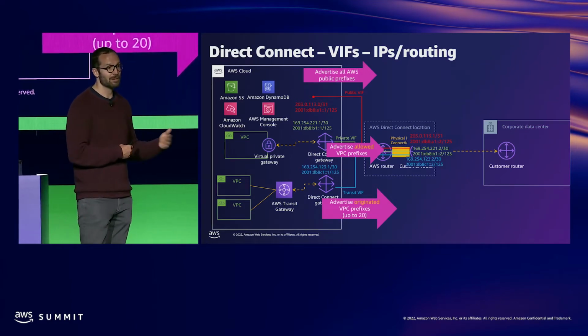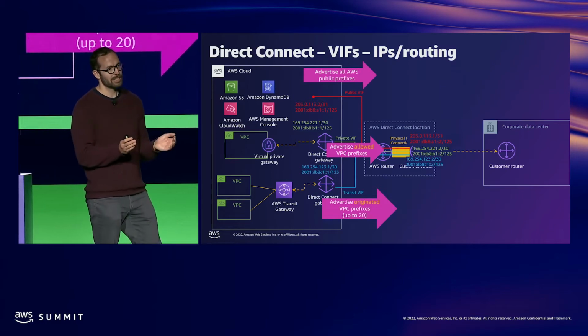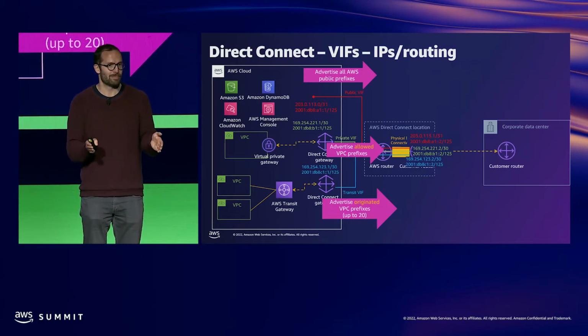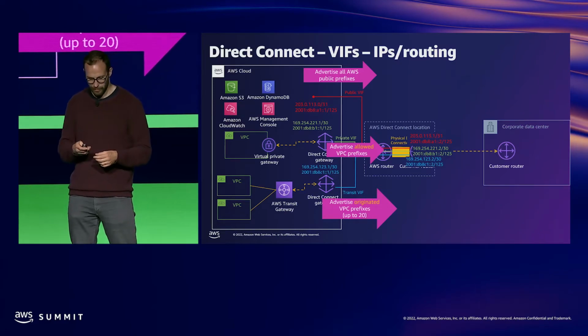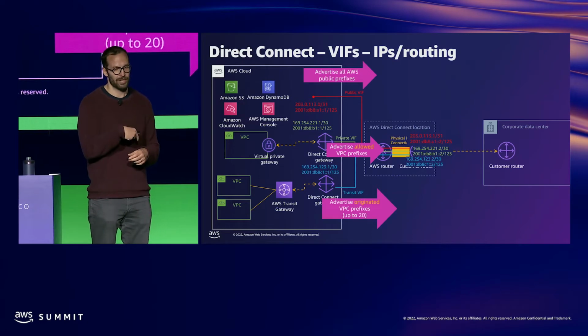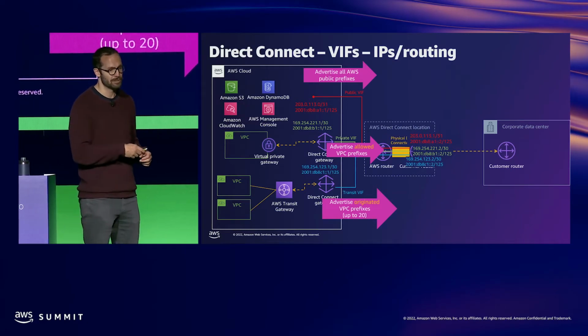So even if you have 1,000 VPCs, you have to be able to aggregate the address space to 20 routes, so it's really good to do a lot of IP planning in advance. In the other direction, from on-premise over private VIF and transit VIF, you can advertise up to 100 routes.